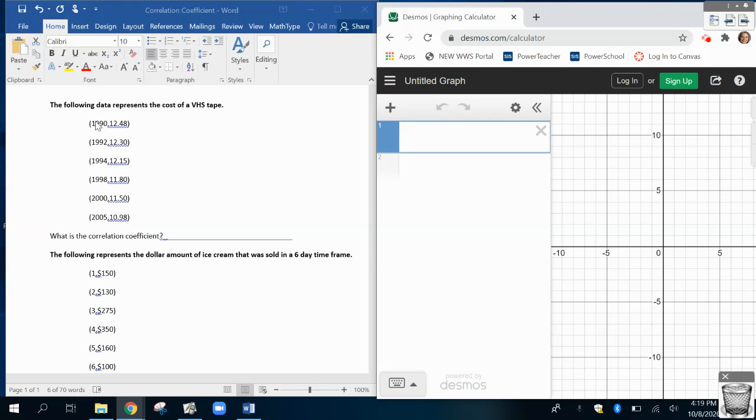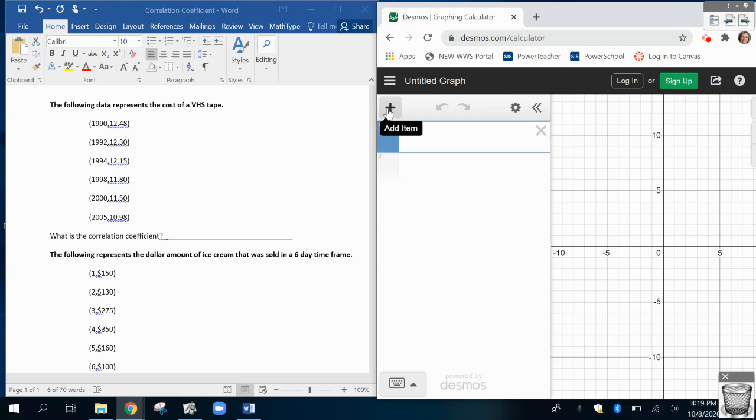If we look at this data, do we just see that as the years are going up, the price is going down? So hopefully in our brain, we're starting to think, okay, when one goes up and the other goes down, that's a negative. So maybe some type of negative correlation is going on. But let's see for sure.